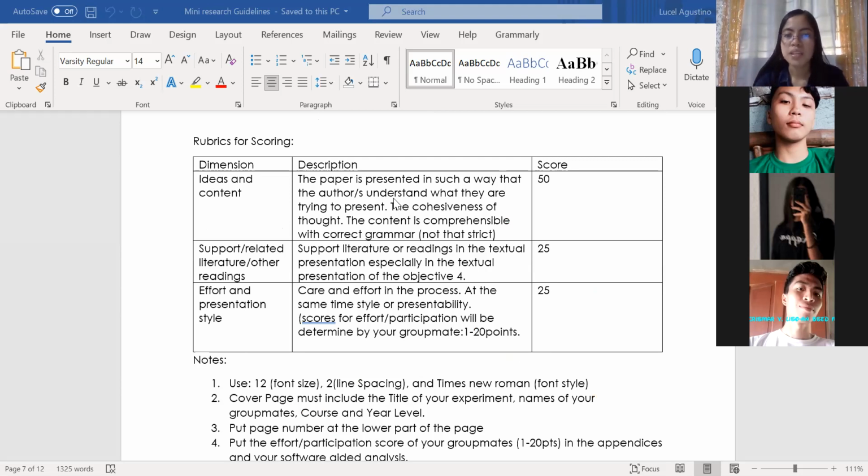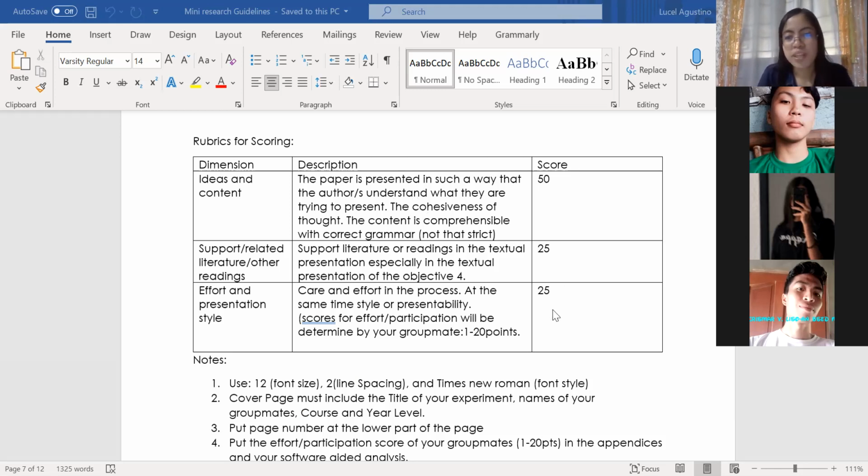And then the paper is presented in such a way that the authors understand what you are trying to present. Kanang makita ko nga na-understand nyo man inyong gina-present. And then RRL, ang inyong related literature sa mga definition, kung makita ko man nga may mga journals man kamo mga ginbasa, but not really very strict nga dapat very sophisticated gid ang inyong journals, but as long as naka-practice lang kamo. And then effort and presentation style, so makita ko ang as whole nga pictures ang inyong paper.